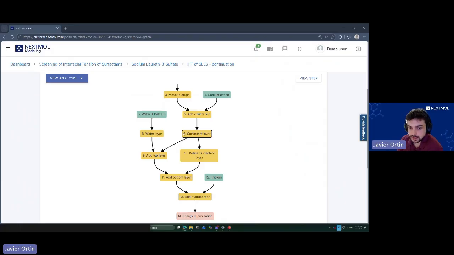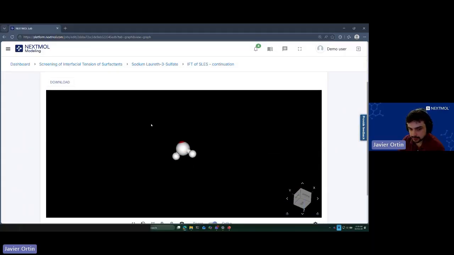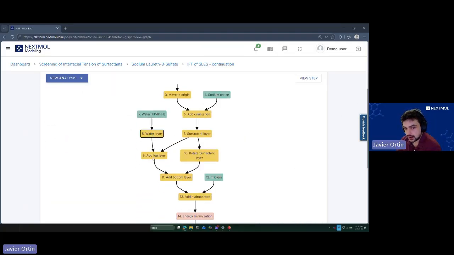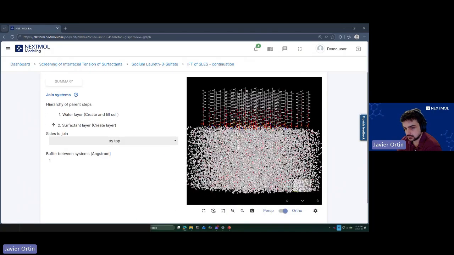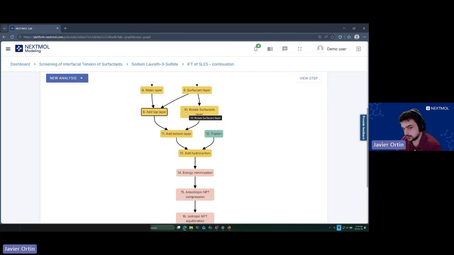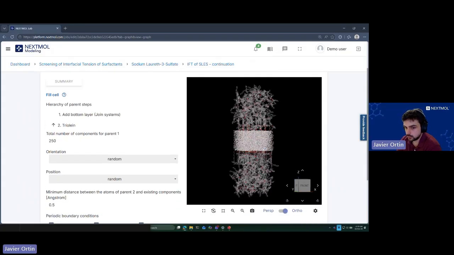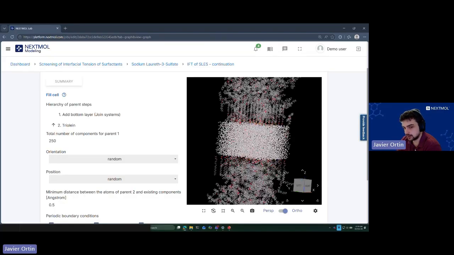Then after that, we can add a layer of water molecules. Again, we can visualize this water molecule by clicking on View Step. And here we can visualize it. And we can create a layer and add to this layer the layer of surfactants. And this way we can easily visualize it. Finally, we can duplicate the surfactant layer and add the oil phase. And this way we will obtain something like this. Here we can tell apart the aqueous part, the oil phase, and finally the surfactants that are located right at the interface.